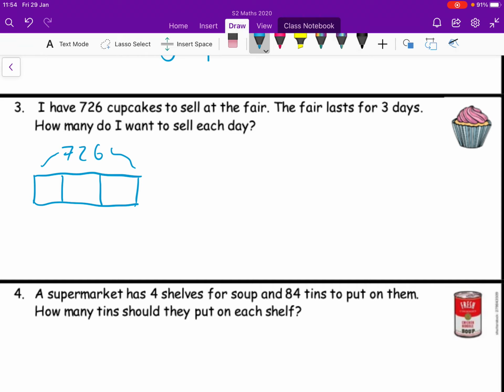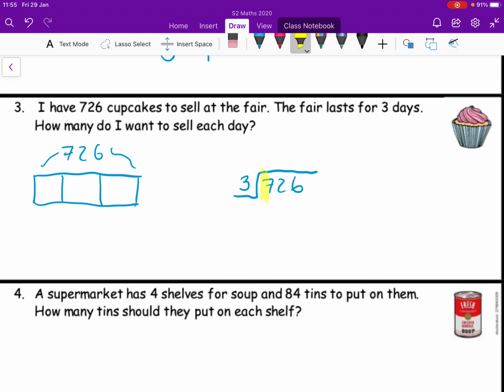So what we do is we lay it out as a little calculation like this. So 726 goes here. Some people call it a bus stop because it kind of looks like the little bus shelter things. And I want to divide it by 3. That's the calculation I'm trying to do. I'm trying to split it up into the 3 days. Now, what you're trying to do here is you're taking it a number at a time.